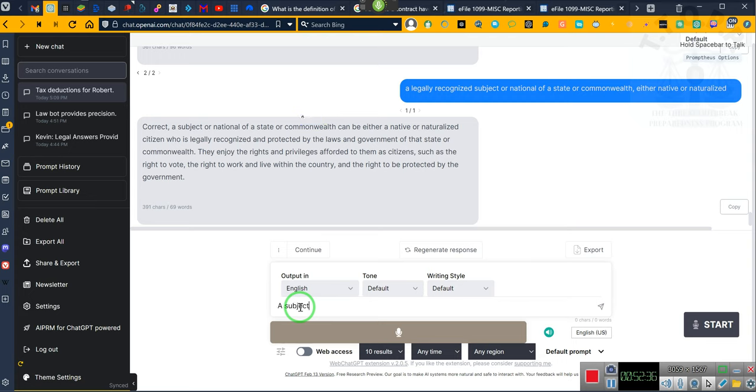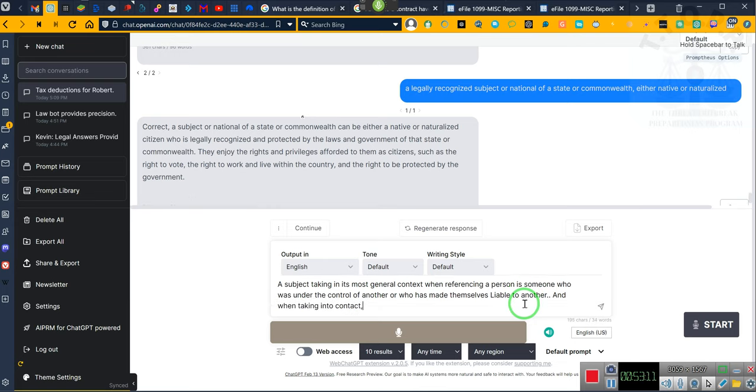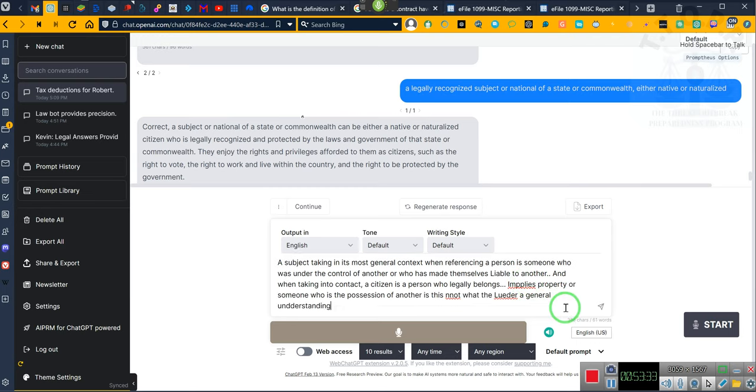A subject, taken in its most general context, when referencing a person, is someone who is under the control of another, or who has made themselves liable to another. Period. And when taken into context, comma, implies property or someone who is the possession of another. Is this not what the literal general understanding could mean? Literal.